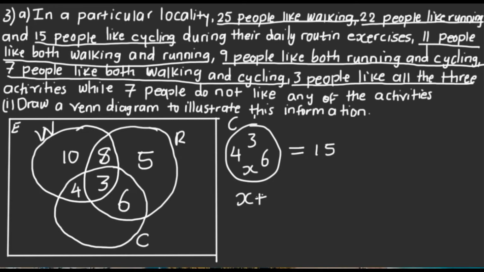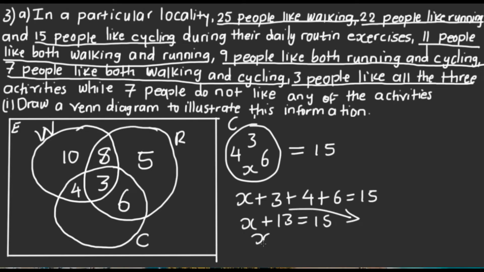So for the equation, this will be x plus 3 plus 4 plus 6 is equal to 15. So 6 plus 4 is 10 plus 3 is 13, equal to 15. If we shift this to this side, we are going to get 15 minus 13, giving us a 2. So that's a value of 2.